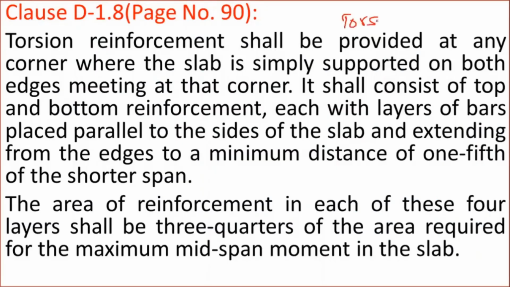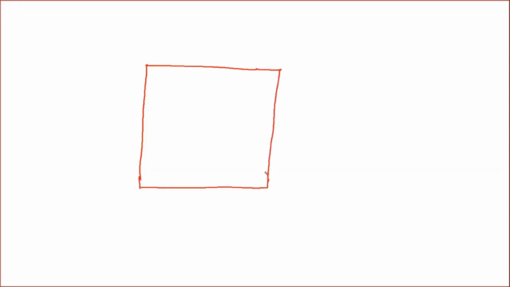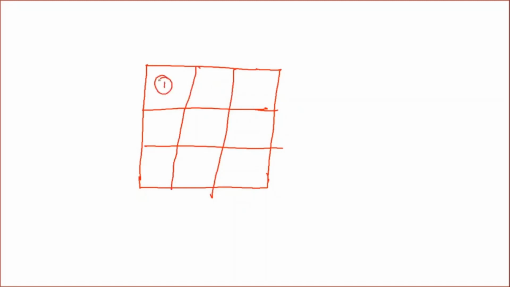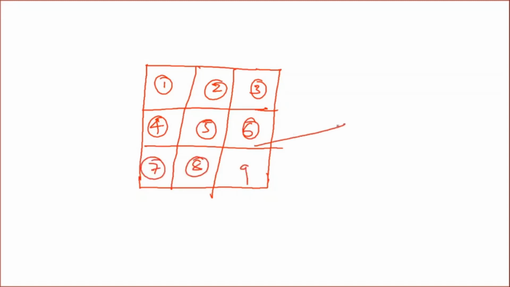The next clauses are related to the torsional reinforcement. Now I am considering a slab portion like this. In this slab portion, beams are like this. Totally this is the slab, and in that the beams are like this. Each square or rectangle is considered as a portion here. These are beams, and this is also beams, of course.